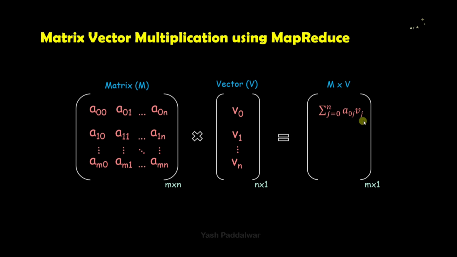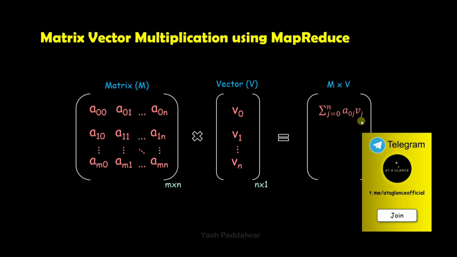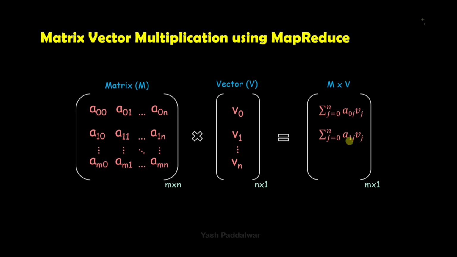For example, A00 will be multiplied with V0 in the vector, and then A01 will be multiplied with V1 of the vector. Similarly, it will go on, and finally whatever we get, we are going to add it, and that will be the result of the 0th element.